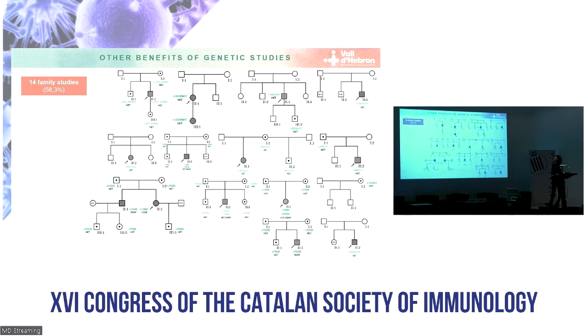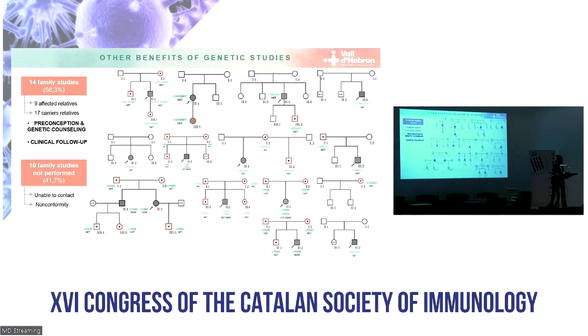So finally, we were able to perform 14 family studies, and we found 9 affected relatives and 17 carrier relatives. All of them could benefit from preconception and genetic counseling, as well as clinical follow-up if they need it. We were not able to perform 10 family studies due to the impossibility of contacting the family or due to non-conformity with the genetic study.